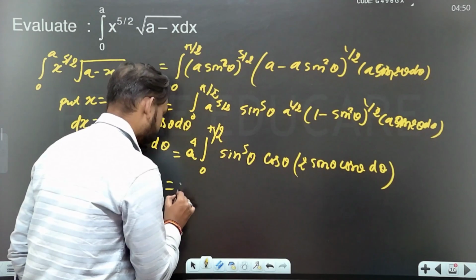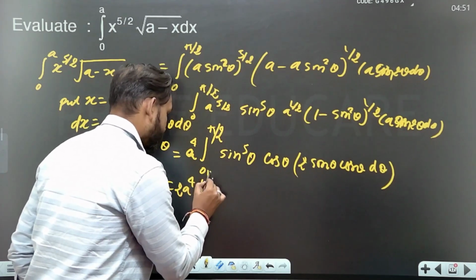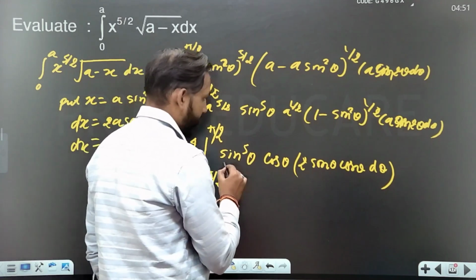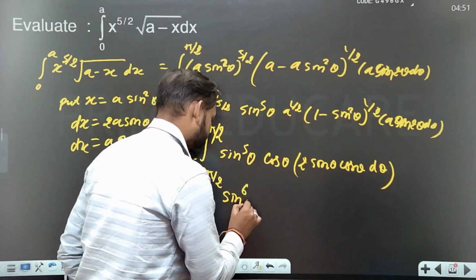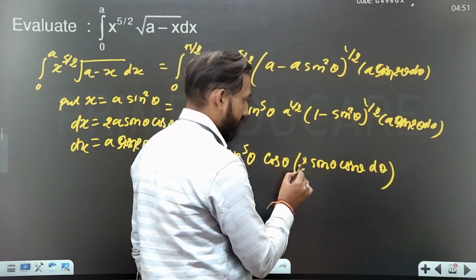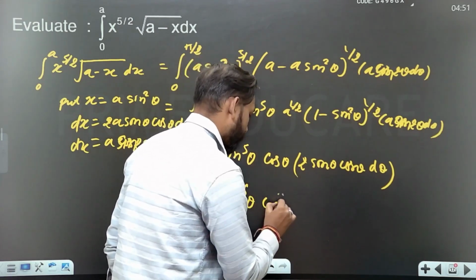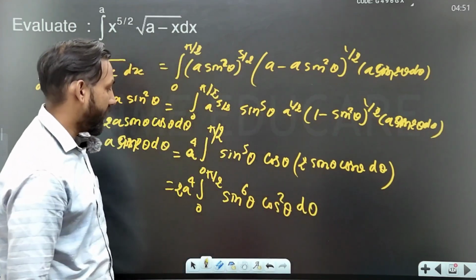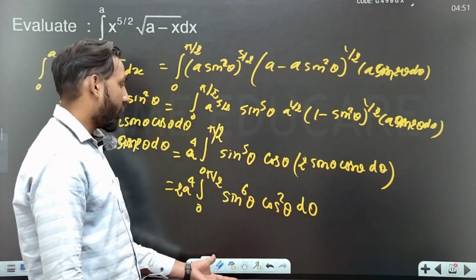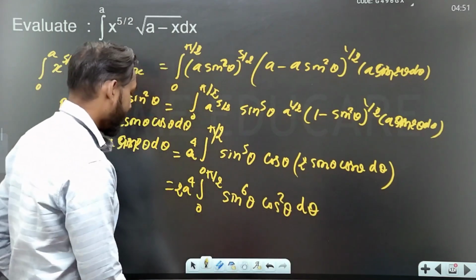And 2 comes out of the integral because it is constant, and 0 to pi by 2, and sine power 5 and 1 makes the sine to the power 6 theta, and cos will be cos square theta, because one cos and one cos together make 2 cos theta, and both these powers are even, then we apply the Wallis formula, and then we can calculate these things, right?